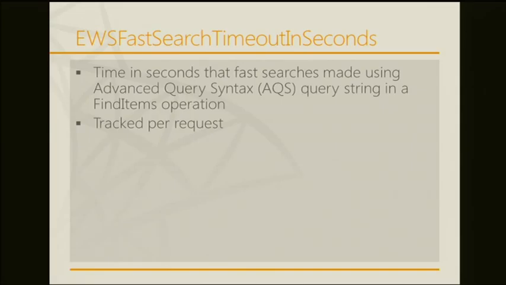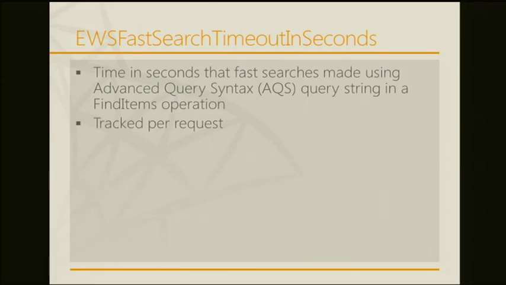Next one related to EWS is EWS fast search timeout. So this is just the query string, find item plus query string that we talked about yesterday. And so you could write a query that maybe queries multiple folders, maybe does some complex calculation, or is a query in a folder with many thousands of items in it. This is just to make sure that the CAS server doesn't spin for too long trying to facilitate that request.